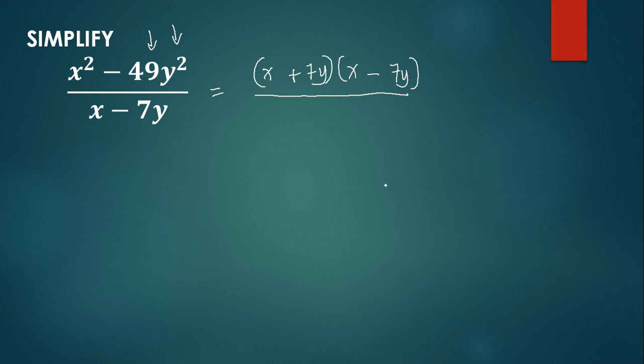Okay. Then, copy the denominator, which is x minus 7y. And then, cancel natin yung magkatulad. That is x minus 7y and x minus 7y. So, we have x plus 7y will be the final answer or the simplest form.